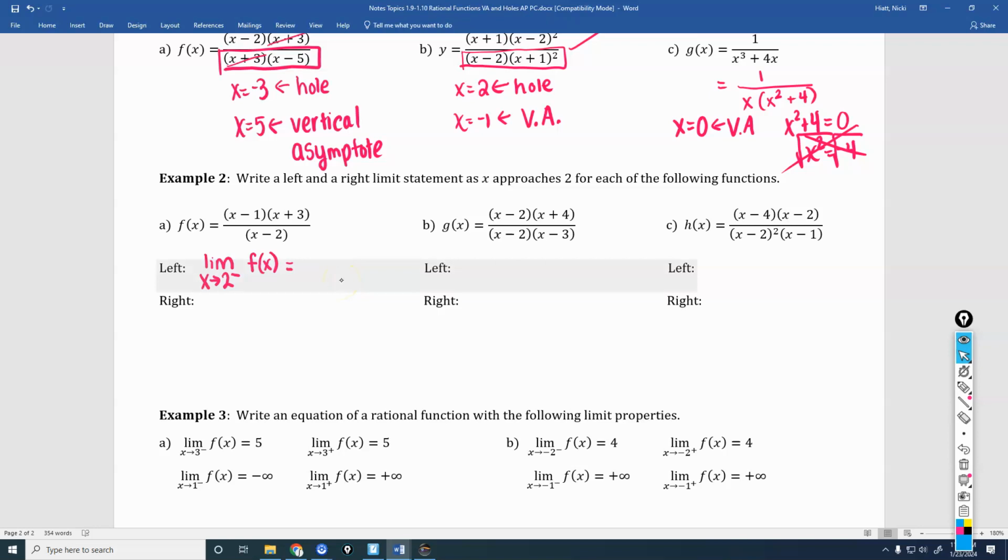For the right-hand side, we're going to do the same thing, but we'll have a little positive behind our 2 right there. So that's what your limit notation looks like for this.